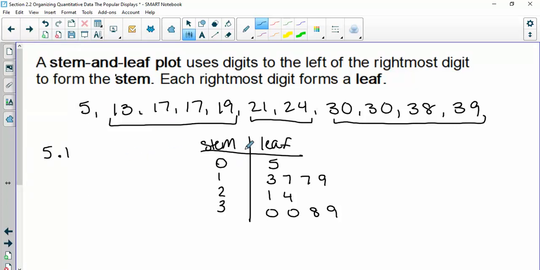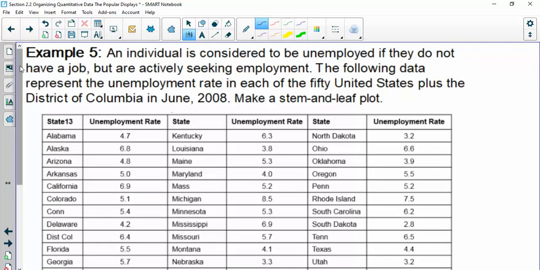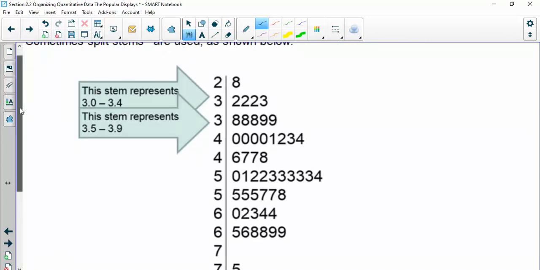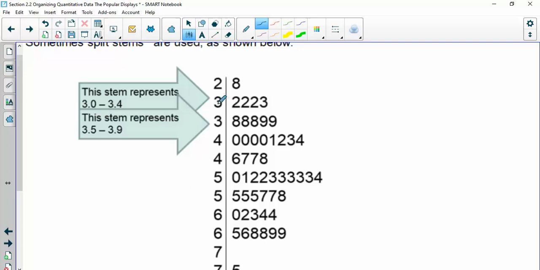I have one that I want to kind of show you. Do you need another example of me creating one of these? Okay. So sometimes you might have a ton of data. This was unemployment rates. You notice my stems, I have like 4, 6, 5. There's not very many stems, but we have a ton of points. So sometimes you might see one where they kind of split the data. They might have 2 stems of 3, and you'll notice the first one went 0 through 4, and the second one's 5 through 9. So you might see one like that if there's a lot of data, just so you kind of know.